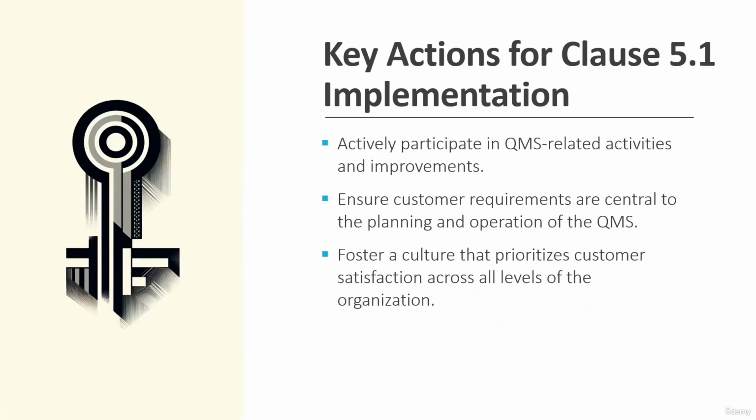So after understanding the requirements of clause number 5.1, which is leadership and commitment, now let's look at some of the key actions needed to implement this requirement. First thing is that leadership should actively participate in quality management system related activities and the improvement process. It is not something which they can delegate to, let's say, the quality manager and forget about. Leadership should play a key or central role in implementing the quality management system. And the customer needs and expectations, or the customer requirements and the legal requirements, should be central to the planning and operation of the quality management system. So you need to find out what the customer needs, what the legal requirements are, and implement those. That's the requirement of the standard in clause number 5.1.